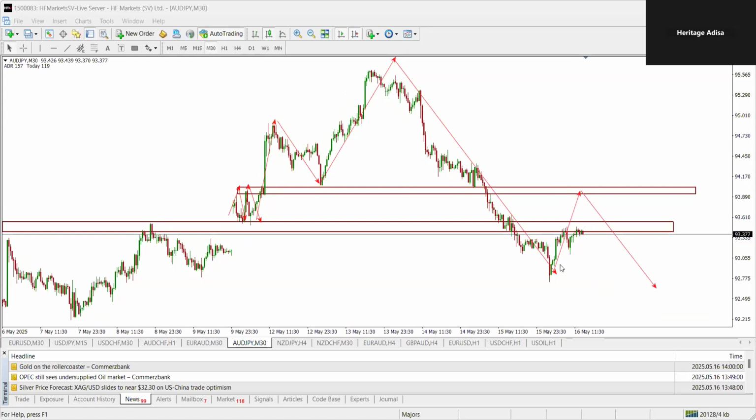So the question is, do we get this or this? How do I know which of them I should be trading? How do I know if I should be jumping in from the first level, level A, or the second level, level B?